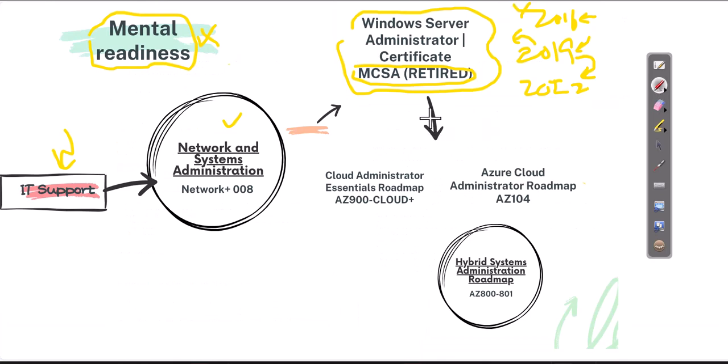But then the thing is this, you cannot jump directly to the hybrid AZ-800 and AZ-801 skill set without first going through the Cloud Administration Essential, which is going to cover AZ-900, Cloud and Cloud Plus CompTIA in our platform, or the Azure Cloud Administration Roadmap AZ-104. This is if you want a little more extensive learning on the cloud, then you will basically take 1 and 2 after finishing the Windows Server Administration MCSA certificate in JSS.